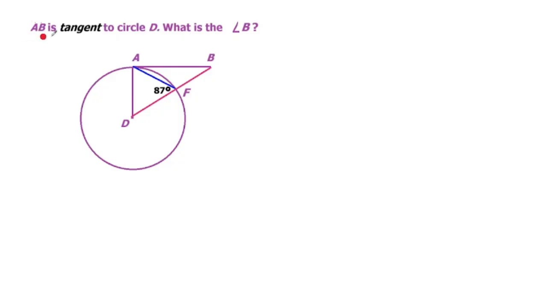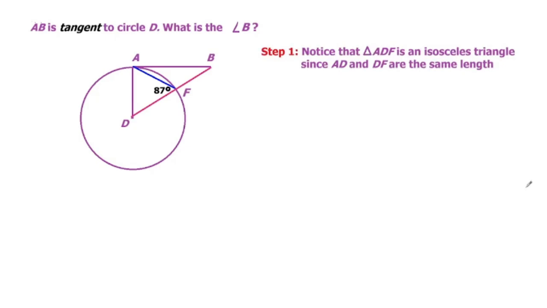It says AB is tangent to circle D. So this line here is tangent to D. So it just skims the top of the circle. What is the angle B? So we're trying to find this angle. So let's first review this problem.